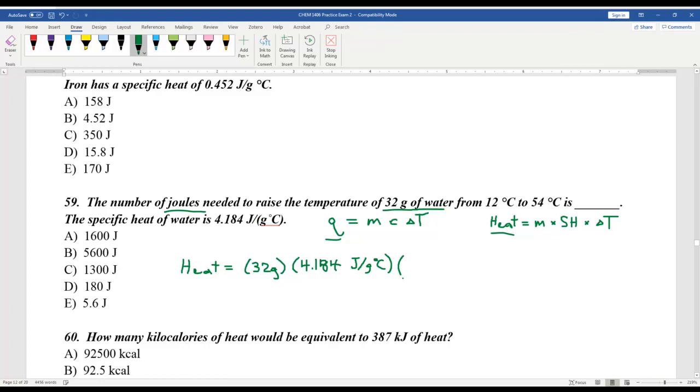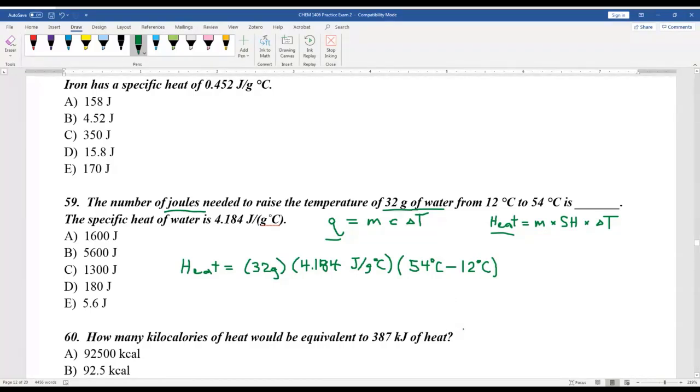Now the temperature change is probably the trickiest part here. How do I find the temperature change? What do I put for delta T? The temperature change, you minus 54 from 12. Yeah, well, it's going to be final minus initial, and the final is 54. So the final temperature is 54, minus the initial temperature, which is 12. That's going to give you your change. Anytime you see that delta sign or that little triangle, it means change. It's always final minus initial.